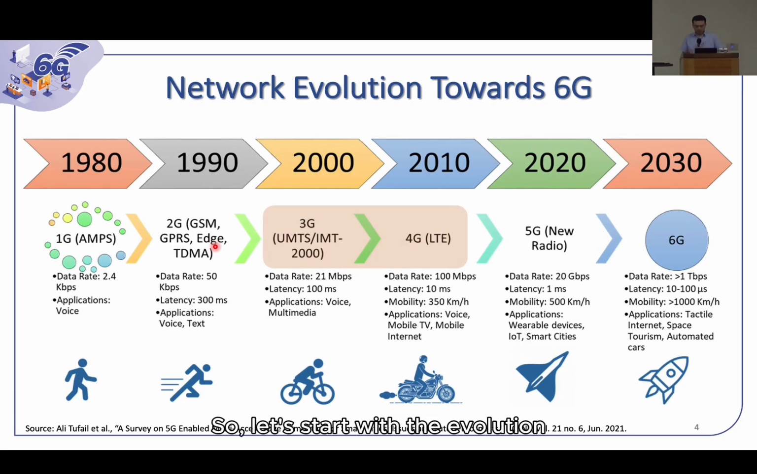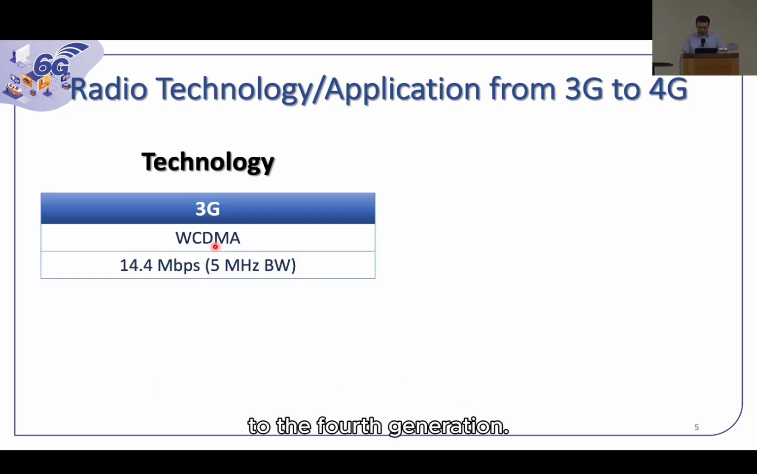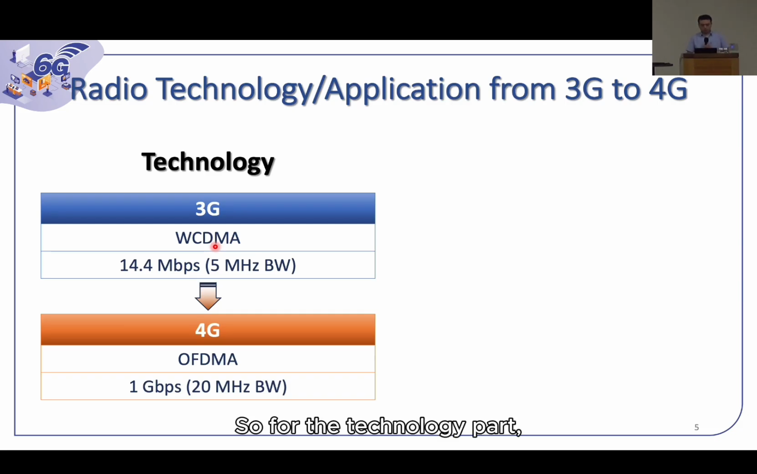Okay, so let's start with the evolution from 3rd generation to the 4th generation. For the technology part, in 3rd generation, we had WCDMA. Based on this technology, we can achieve 14.4 megabit per second. So at that time, we had only small bandwidth, with only 5 megahertz.